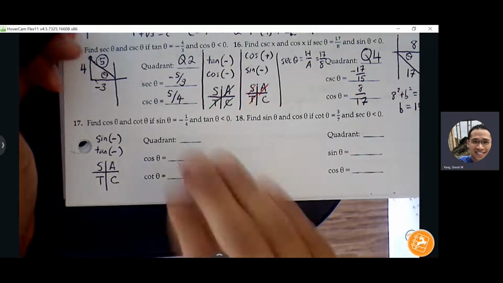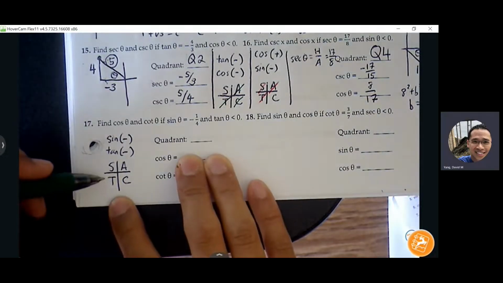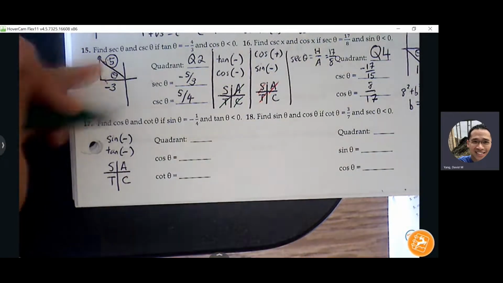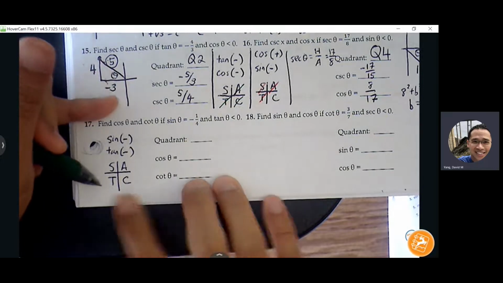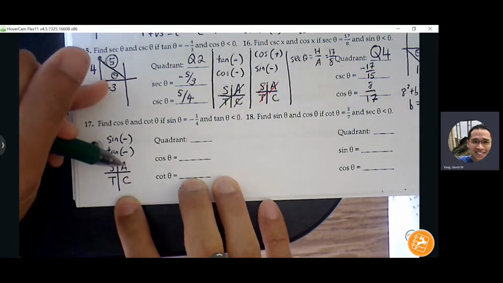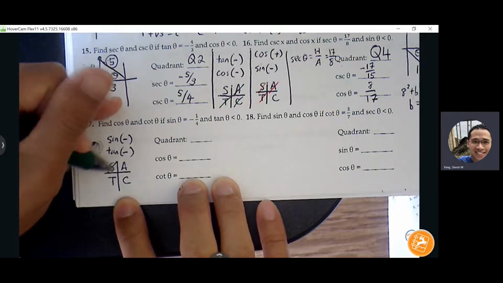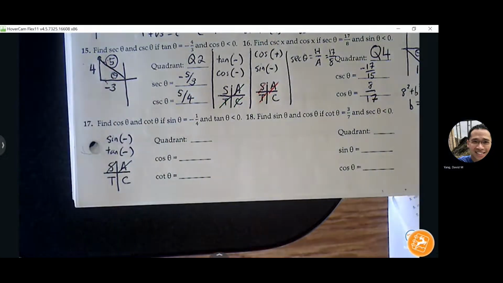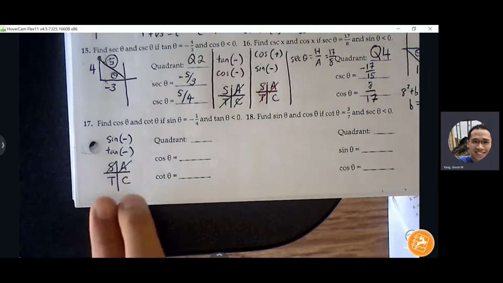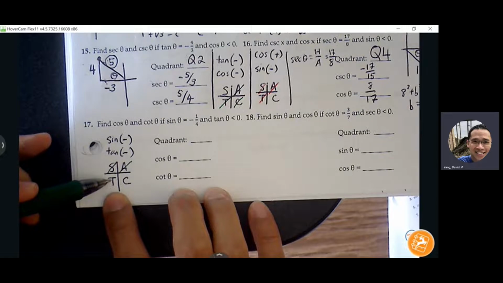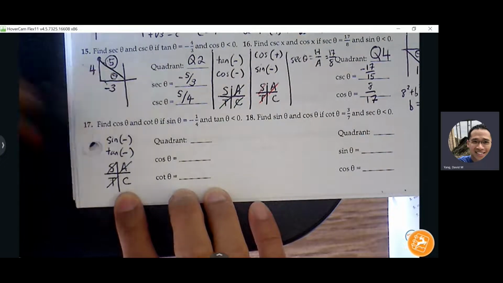Okay, sine is negative. We know that sine is negative in the first and third quadrants. Sorry, sine is negative in the third and fourth quadrants, right? Sine is positive here, so sine is only going to be negative in the third and fourth quadrants. And then moving on to tangent, tangent is only going to be negative between the third and fourth.